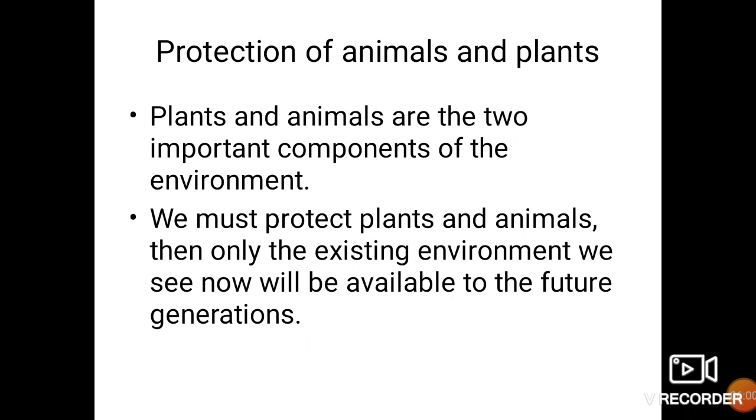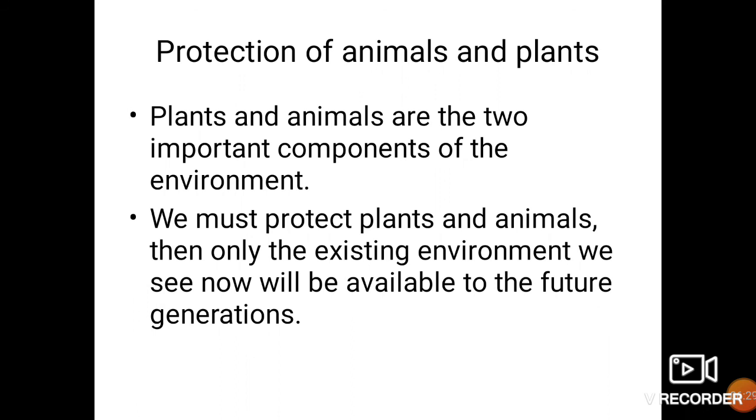Next, we will learn why the protection of animals and plants is important. Because plants and animals are the two important components of the environment. So we must protect plants and animals. Then only the existing environment we see now will be available to the future generation. Plants and animals play an important role in maintaining the environmental balance.